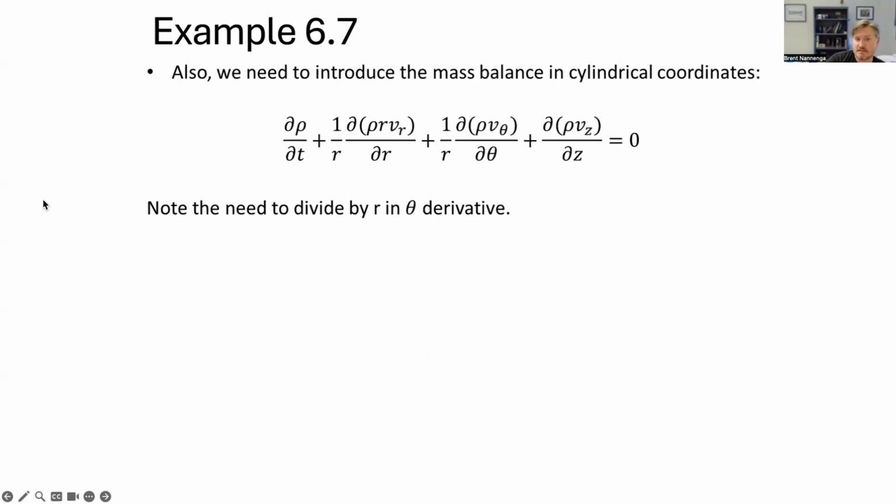And then this is the mass balance. Notice there's an extra, these 1 over r's here.